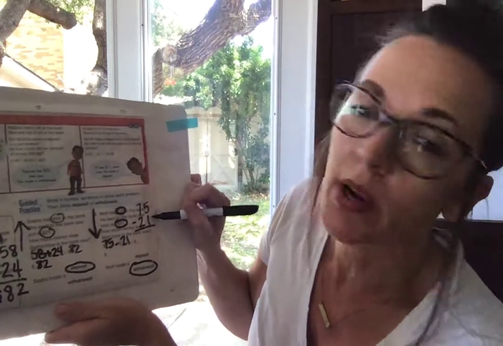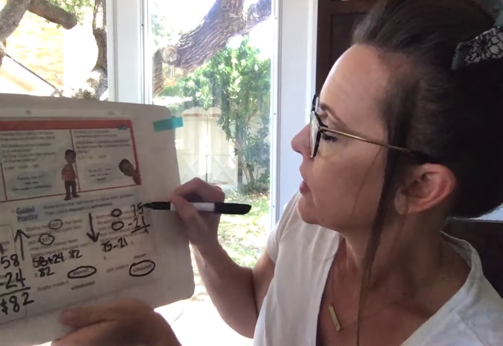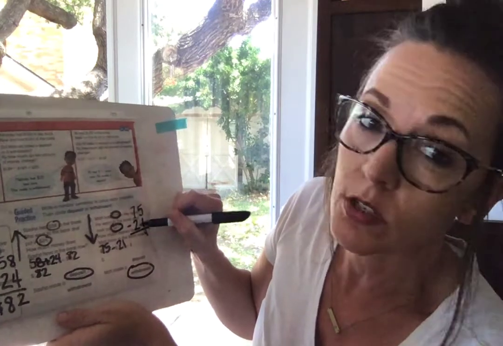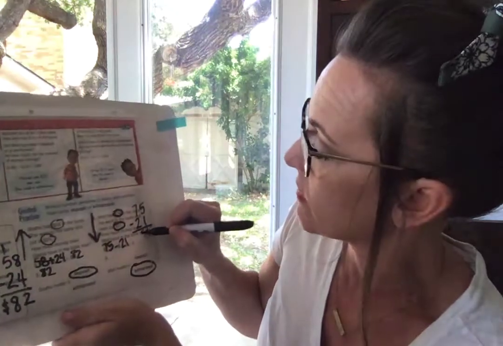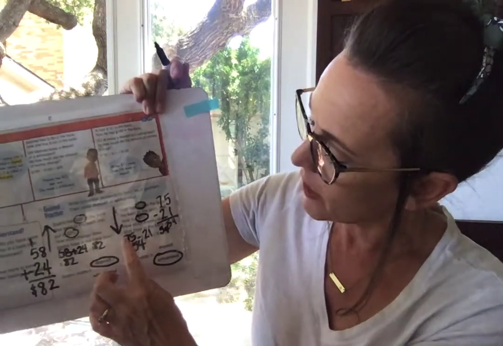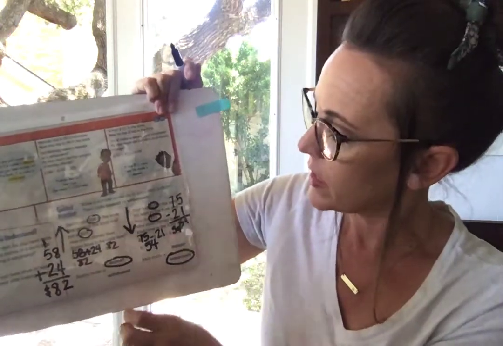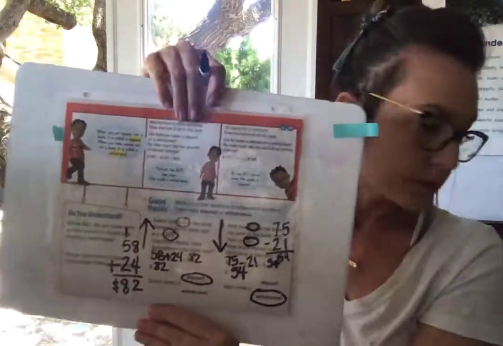5, take away 1. Remember, taking away, that leaves us with 4. 7 tens, take away 2 tens, leaves us with 5 tens. So Matt now has $54 in the bank, because he had 75, he took out 21, he withdrew 21, and he's left with 54.